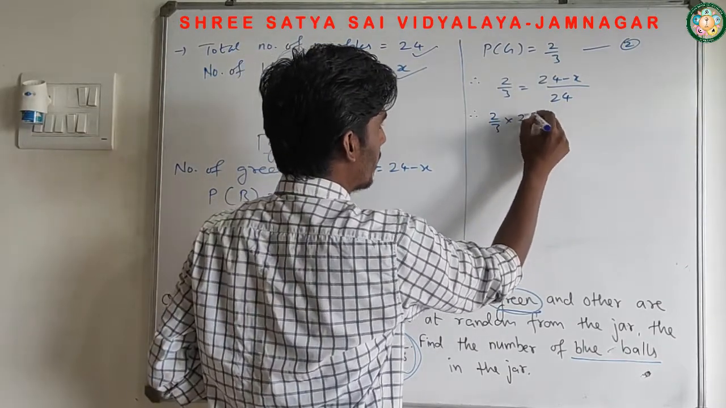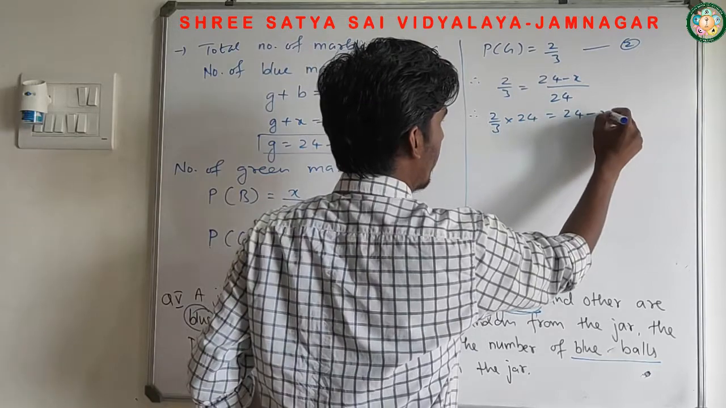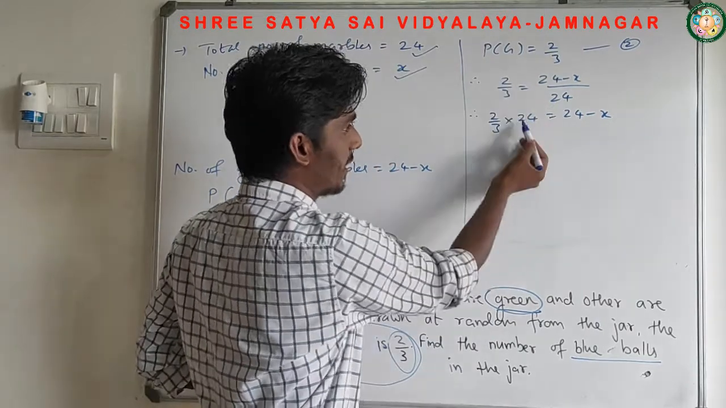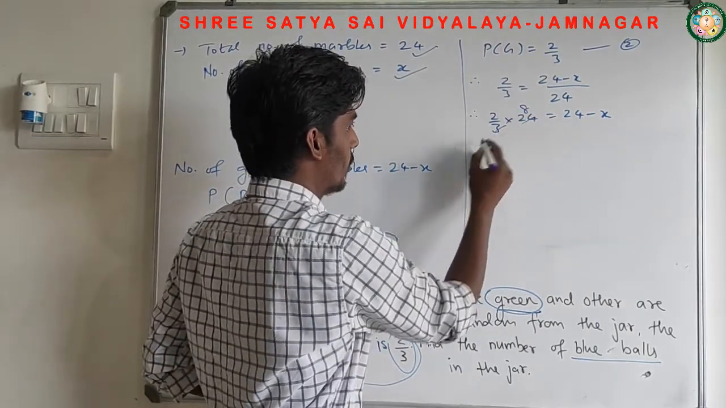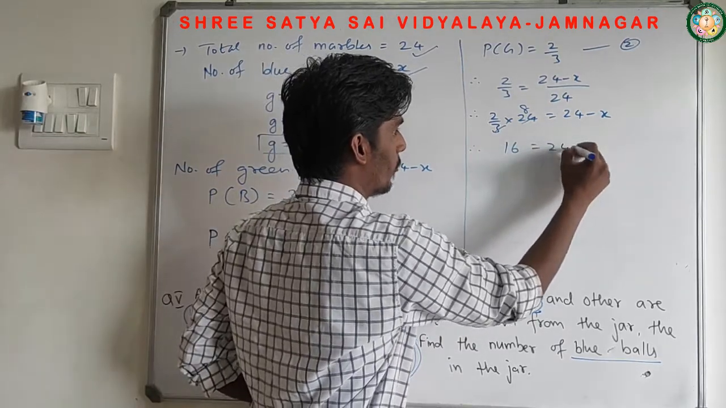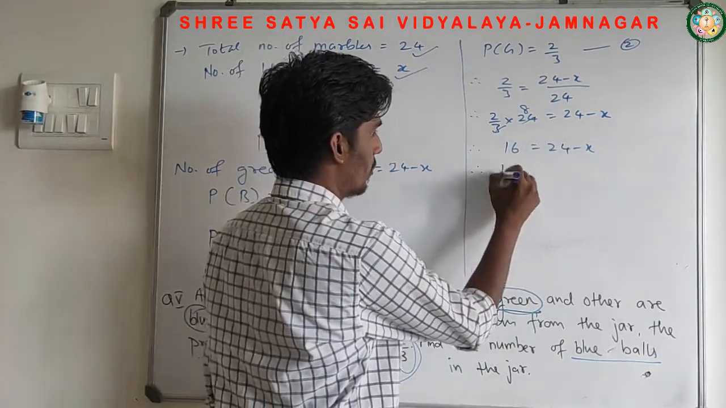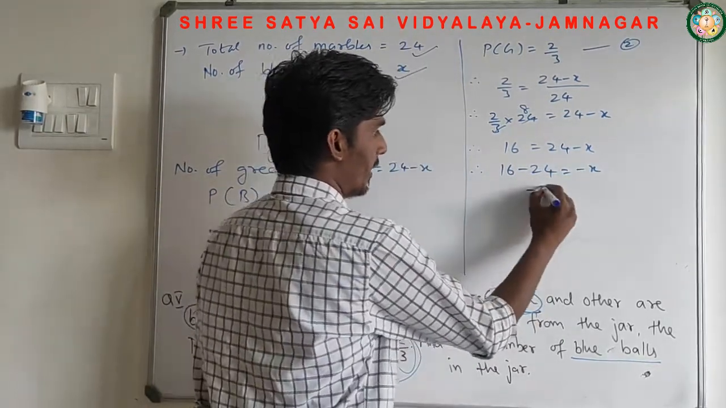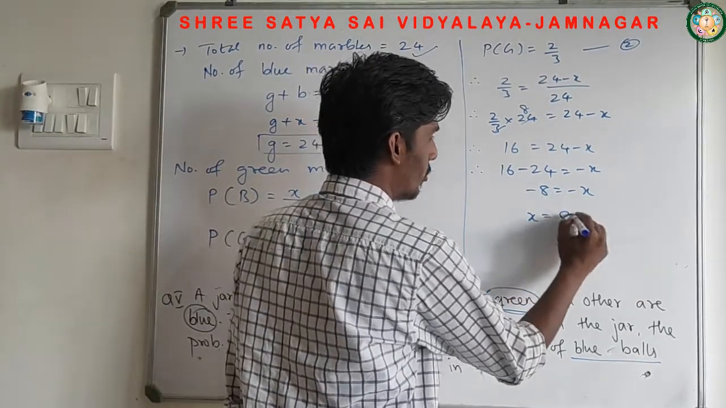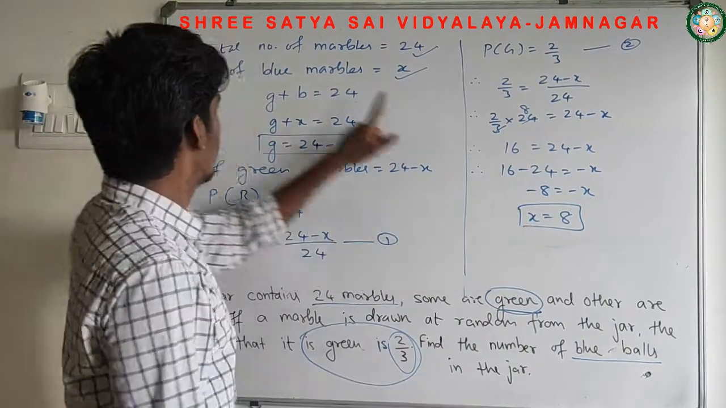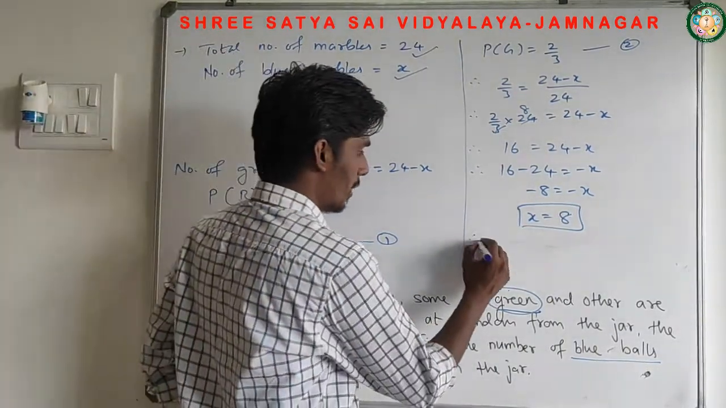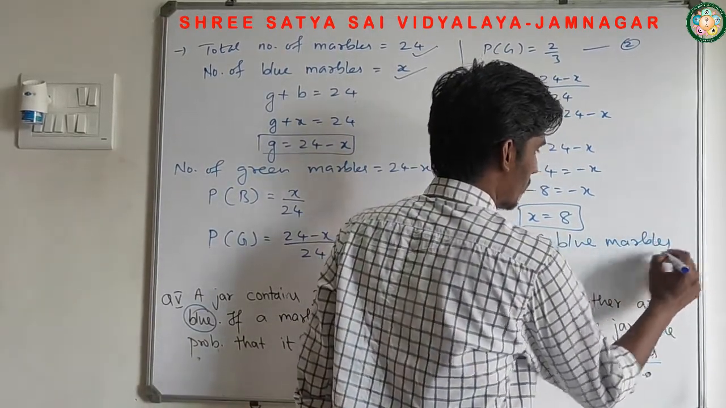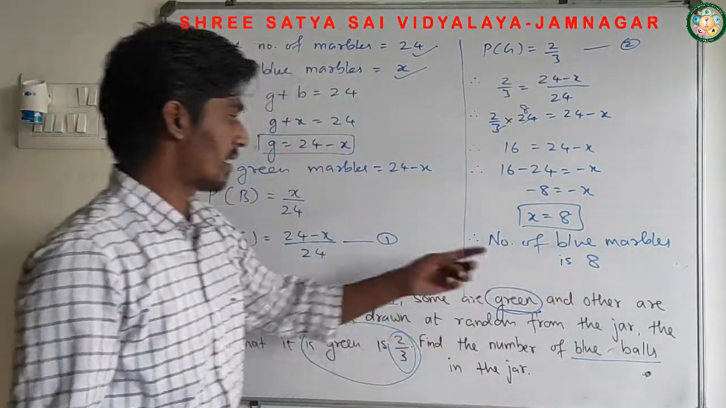2 by 3 into 24 equals 24 minus X. This is in division, so it will move to this side and get multiplied. 3 8s are 24, 8 2s are 16, equals 24 minus X. Therefore 16. Take this 24 to this side, it's minus 8, equals minus X. X equals 8. What is X? X is the number of blue marbles. Therefore, the number of blue marbles is 8.